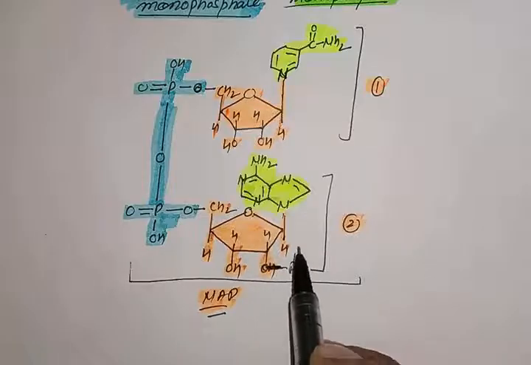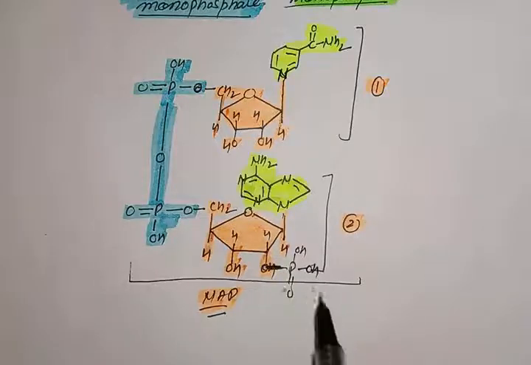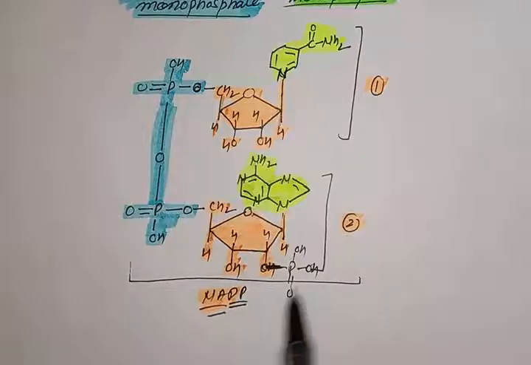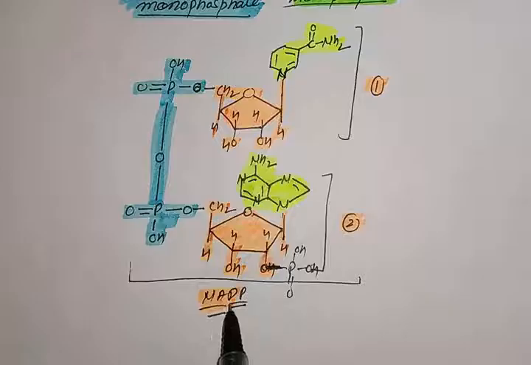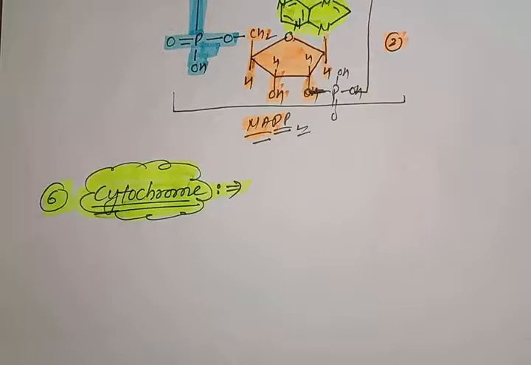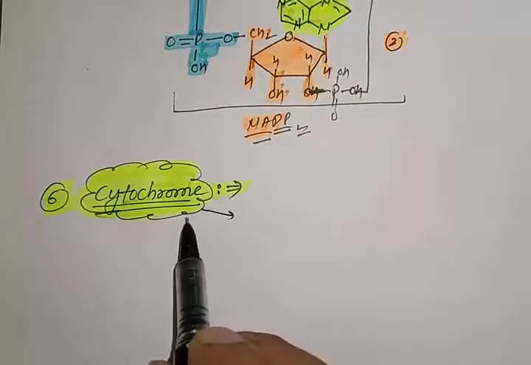When we replace this hydrogen and attach another phosphate group, this will become our NADP, because it has 2 phosphate groups, that is nicotinamide adenine dinucleotide phosphate.